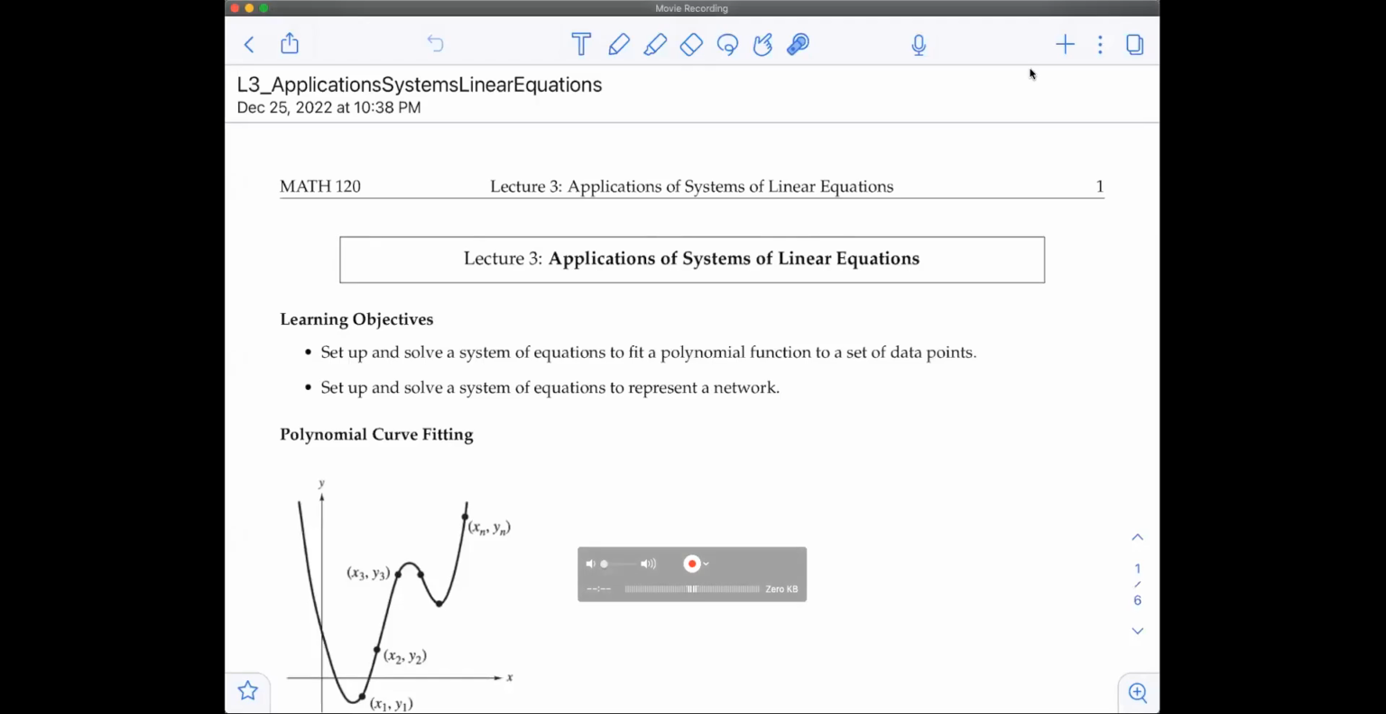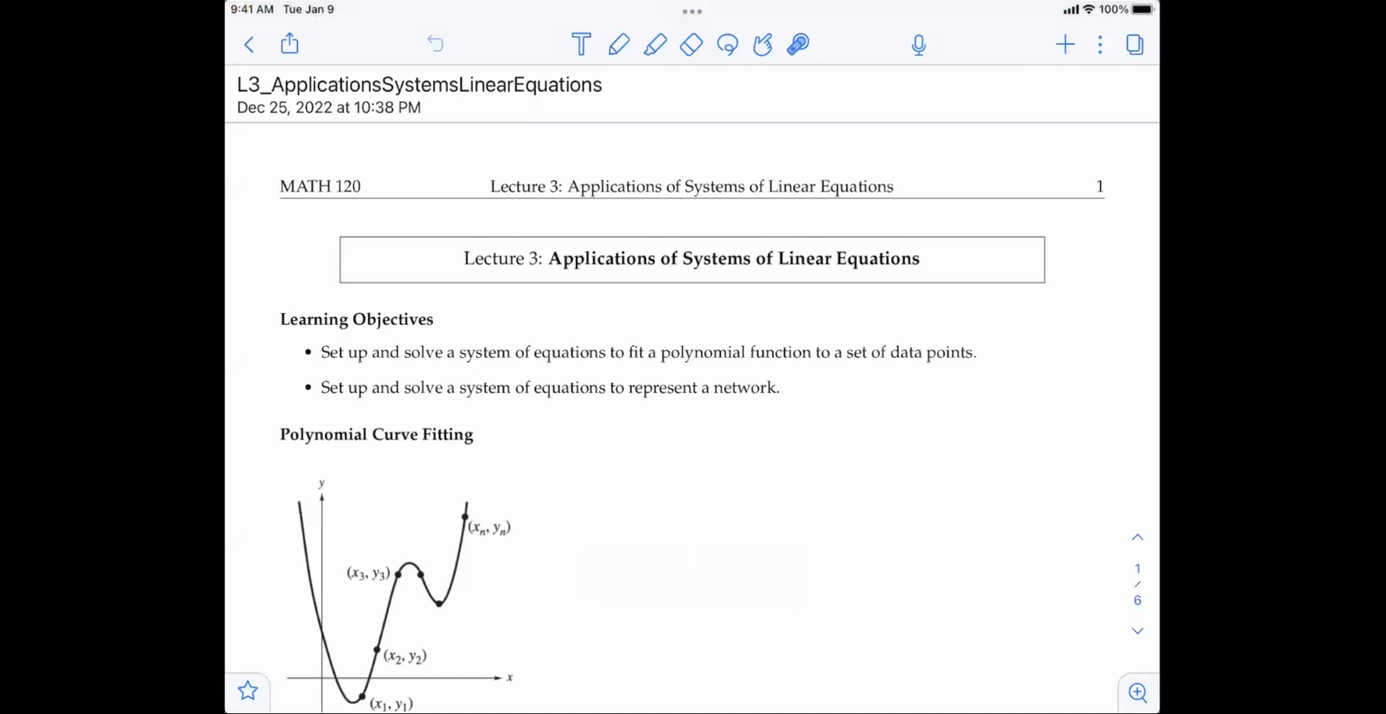Hello everyone, this is lecture 3. Now we're going to do some applications of system of linear equations.